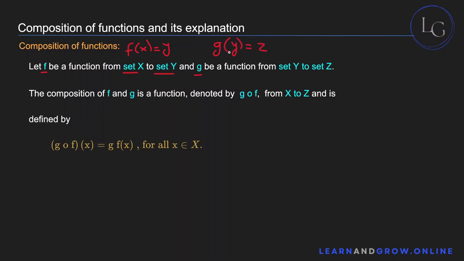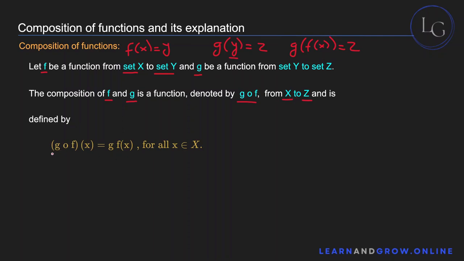Now, since y is equal to f of x, it's fair to assume that we can write this y as f of x. So g of f of x is equal to z, right? The composition of f and g is a function denoted by g of f, right? We need to express this in another way, and that is g of f from set X to set Z.